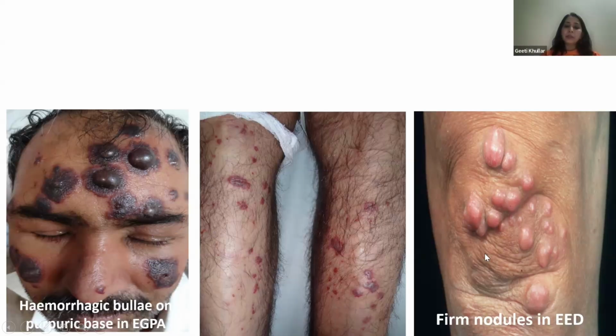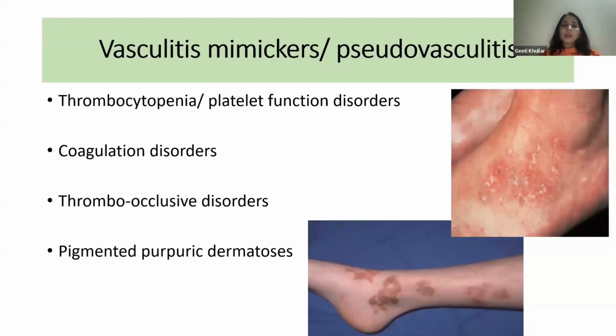Then sometimes you see EED also, erythema elevatum diutinum. It is also a type of vasculitis, though it is not there in the current nomenclature, but it is a type of fibrosing vasculitis. And we sometimes see these cases when they present with these hard firm nodules on the extensors of the extremities, maybe associated with an underlying malignancy or HIV.